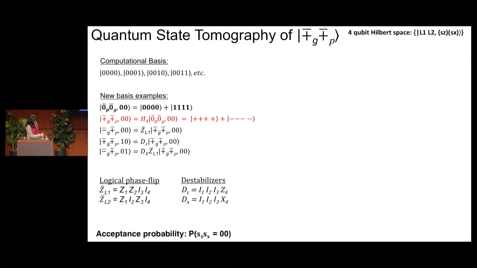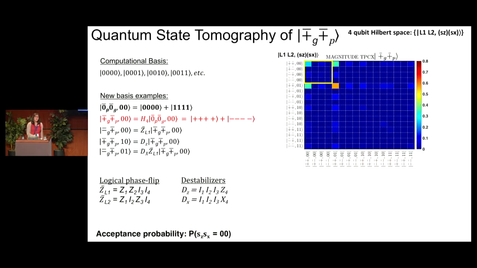Just to note that I'm going to define the acceptance probability, which means the probability that the state is in this encoded state, as the probability of SZ and SX being 0,0. So here's the result when you use the CNOT gate that I had from the 5-qubit device. And here, the yellow corner, this is the qubits that are in the logical space.